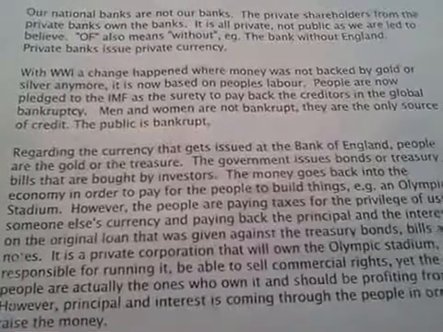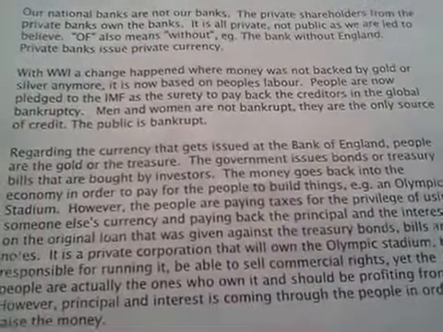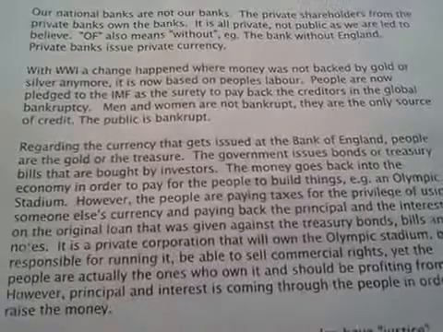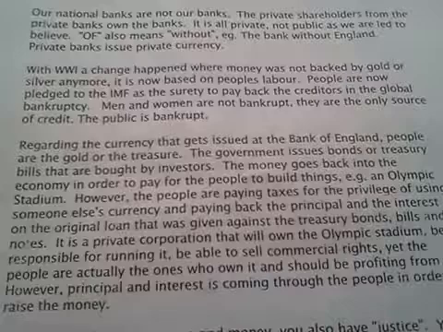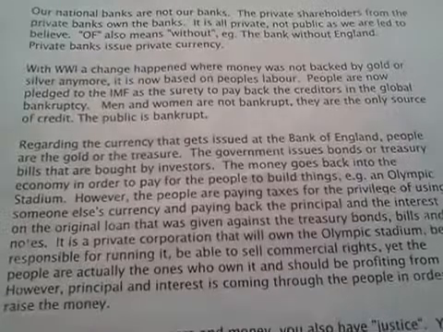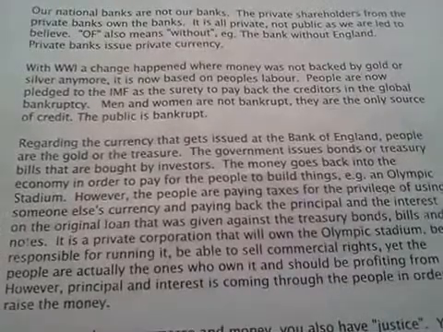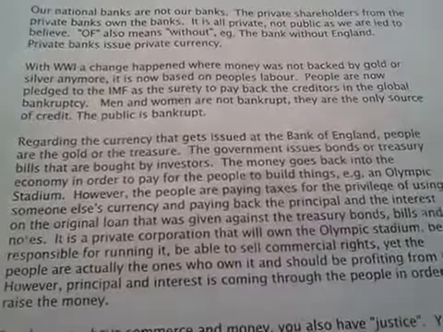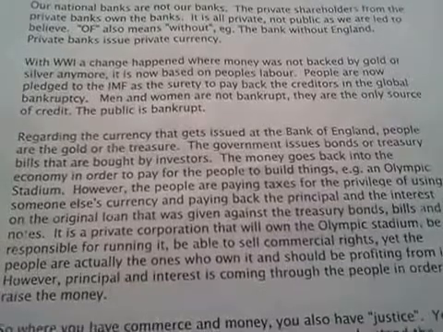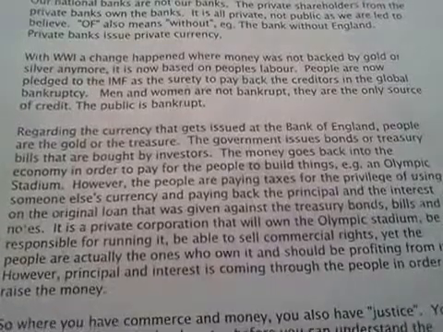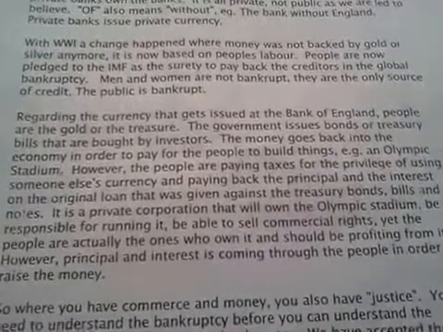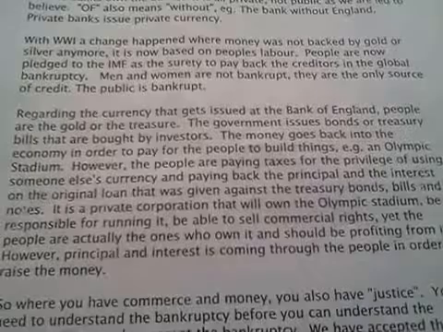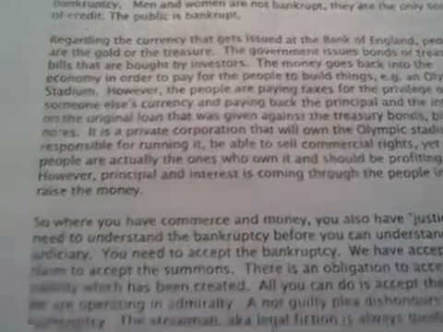The money goes back into the economy in order to pay for the people to build things, for example, an Olympic Stadium. However, the people are paying the taxes for the privilege of using someone else's currency and paying back the principal and the interest on the original loan that was given against the treasury bonds, bills, and notes. It is a private corporation that will own the Olympic Stadium, be responsible for running it, be able to sell commercial rights, yet the people are the actual ones who own it and should be profiting from it. However, principal and interest is coming through the people in order to raise the money.